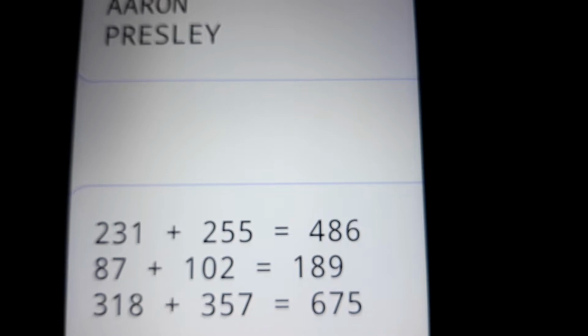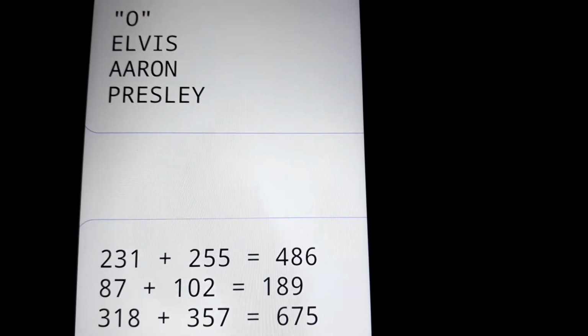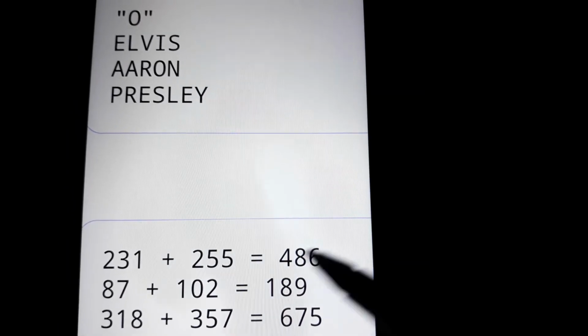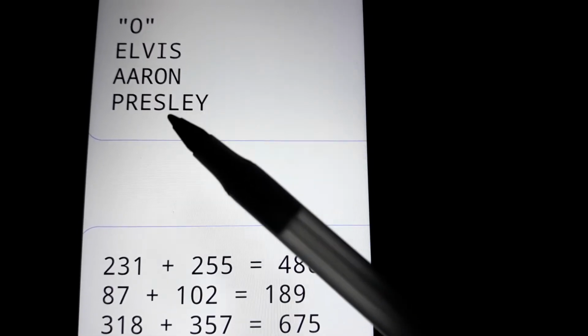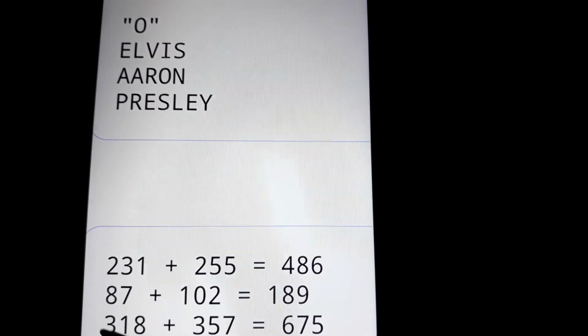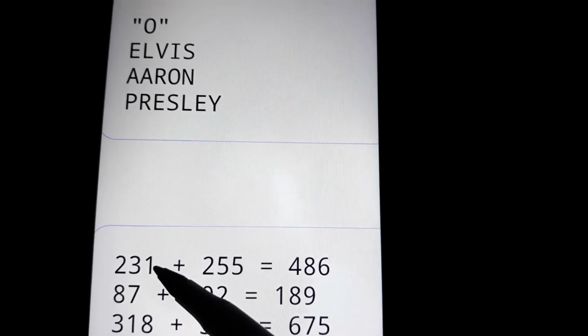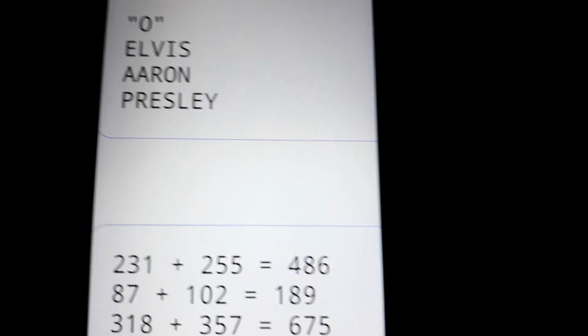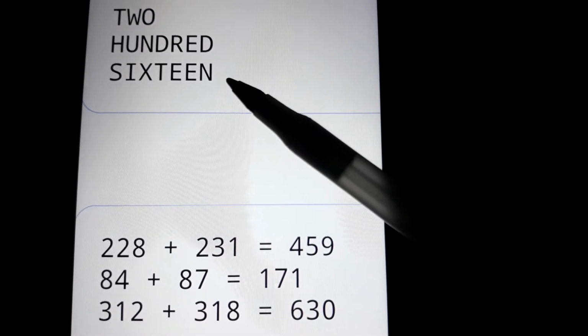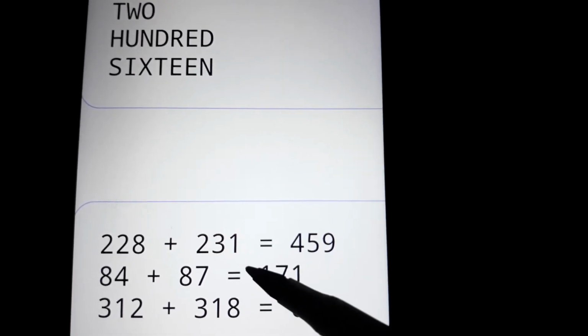You're not going to understand this, but let me explain it. So don't look at any numbers right now. Just look at what I tell you. So Elvis Aaron Presley with the crown, just look at these three numbers. 231, 87, 318. Now look at the number 216. Look what it equals in the back.